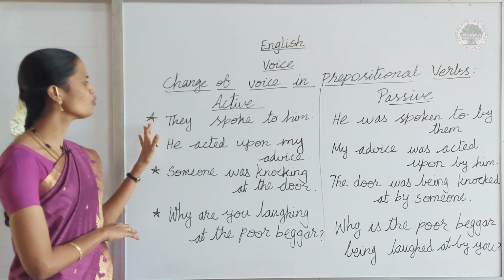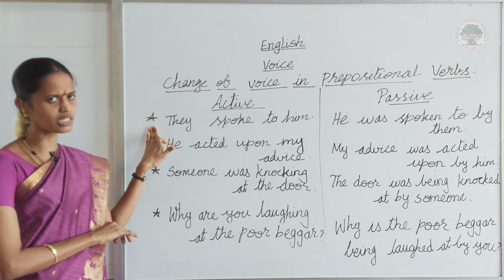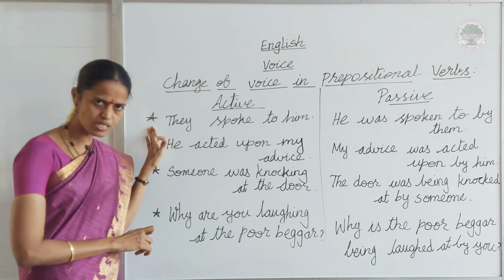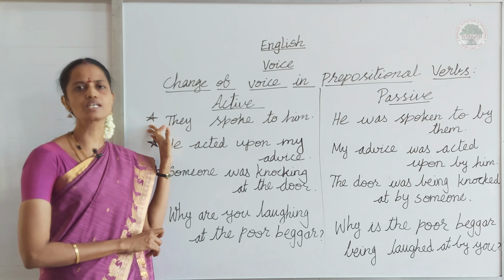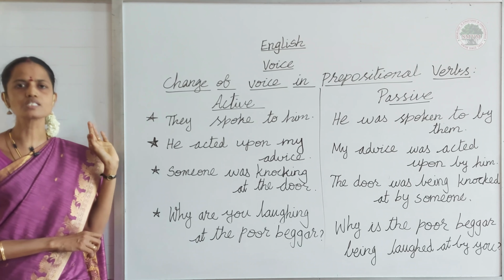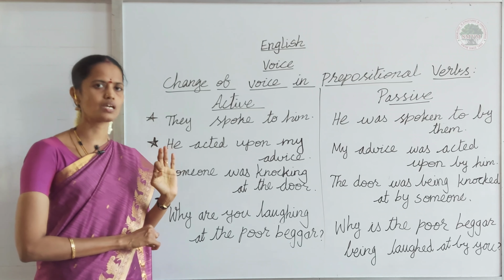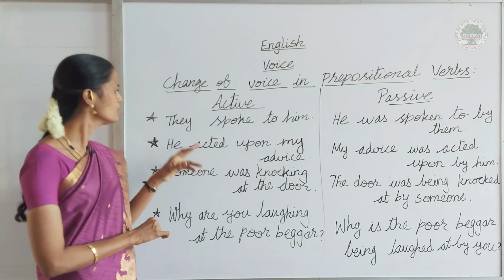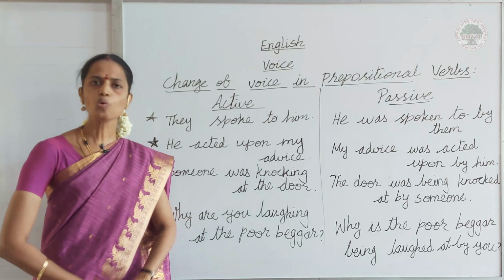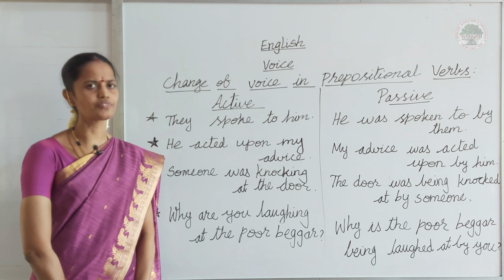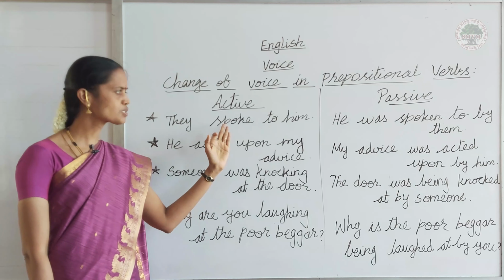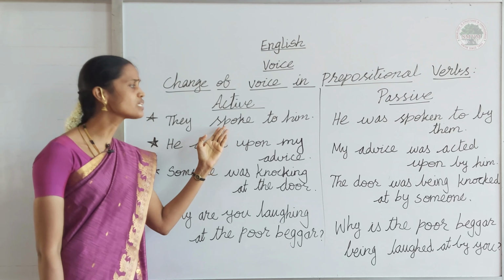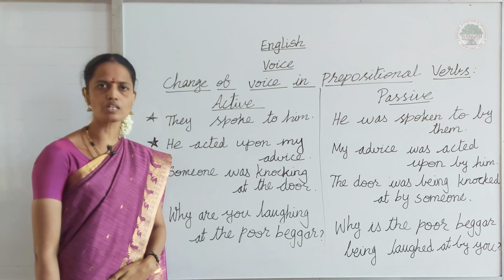Okay. So here, what is the prepositional verb we have used in the first sentence? First example, as I stated, prepositional verb is nothing but when the verb is used with a preposition. That we are mentioning as prepositional verbs. Okay. So, they spoke to him. What is the prepositional verb we used in the first sentence? Spoke to. Spoke is the verb. Then to is the preposition. So we are mentioning spoke to as prepositional verb.